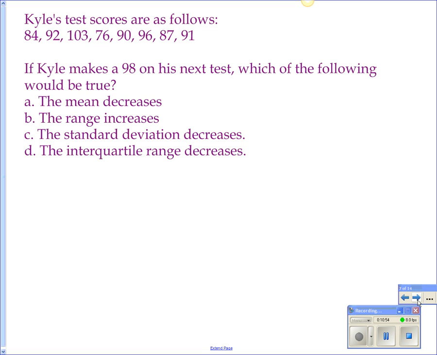Okay. All right, Kyle's test scores are as follows. If Kyle makes a 98 on his next test, which of the following would be true? Okay. All right. A says the mean decreases. Riley K, how do we find the mean? Good. You find the average. How do you find the average?